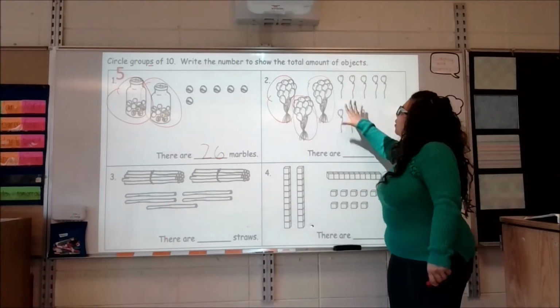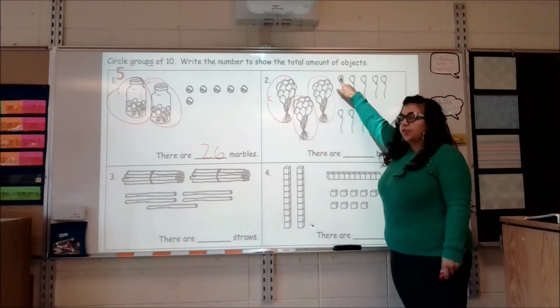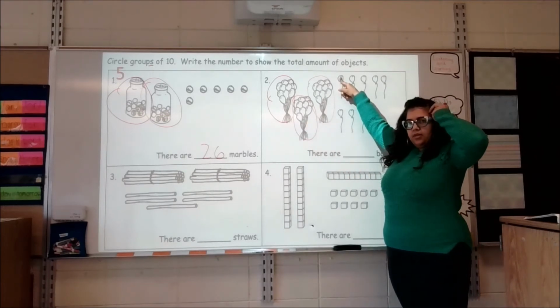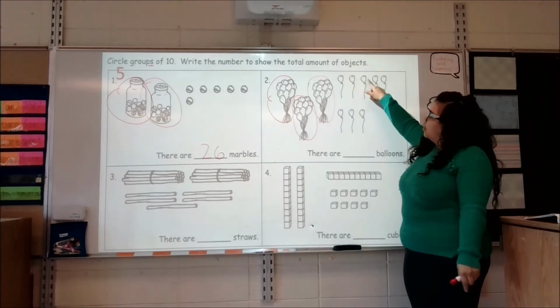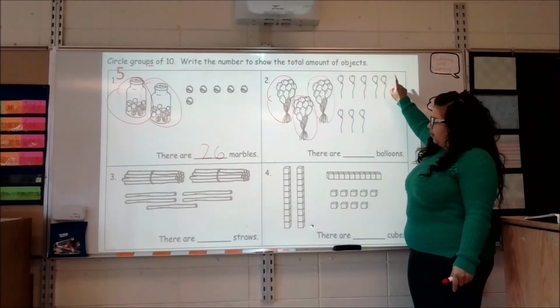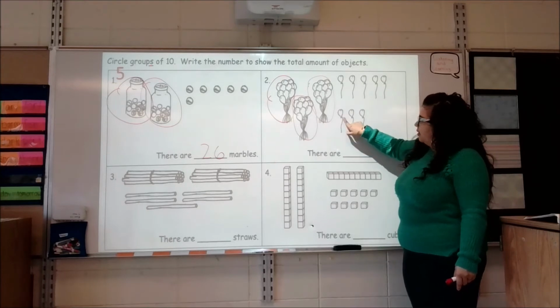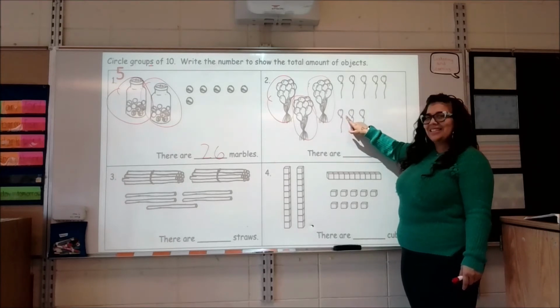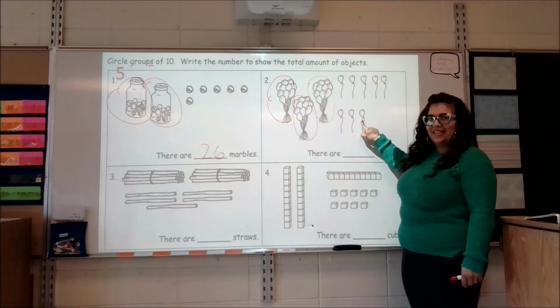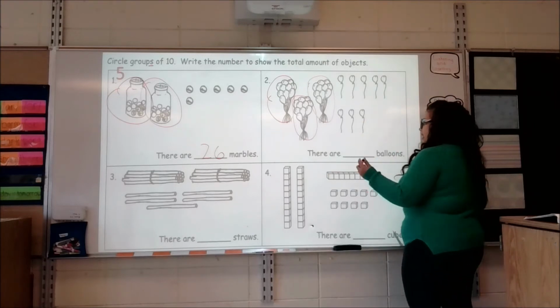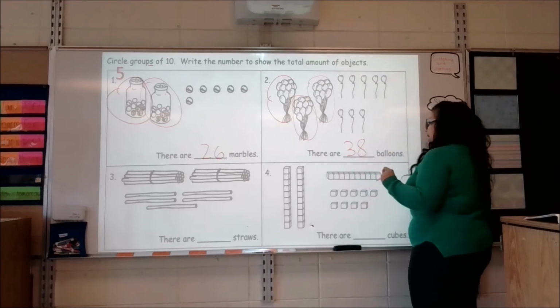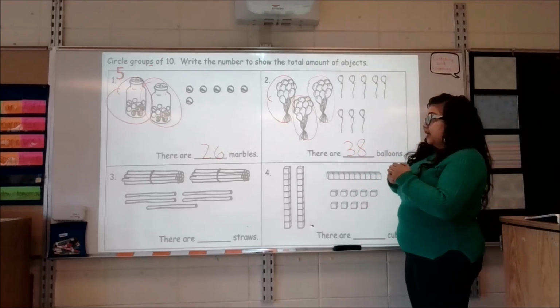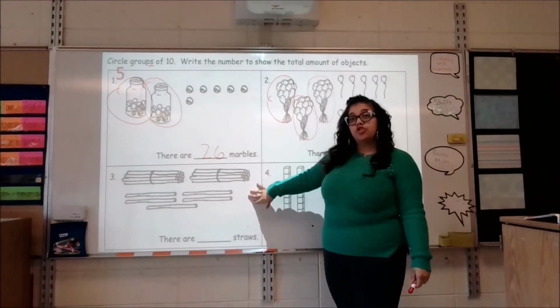So 30. Let me switch back to counting my ones one at a time. 31, 32, 33, 34, 35, 36, 37, 38. There are 38 balloons. Excellent.